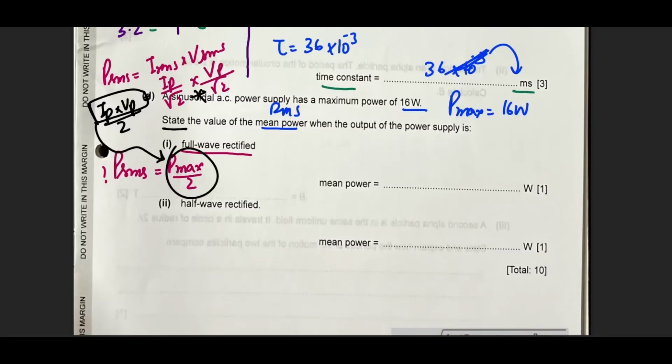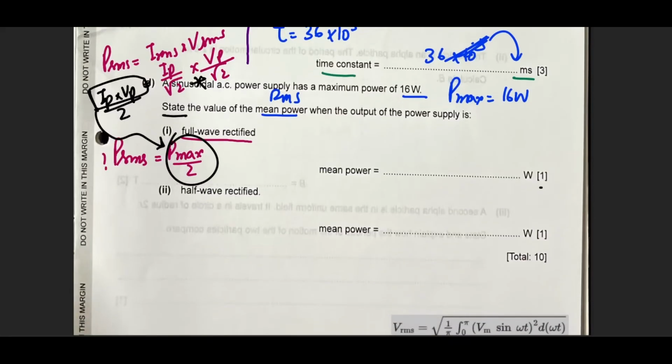Since it's a state question, no explanation is needed. For a 1 mark question, I simply should have divided this with 2 and this answer will become 8.0 watts. The next step is half wave rectified.